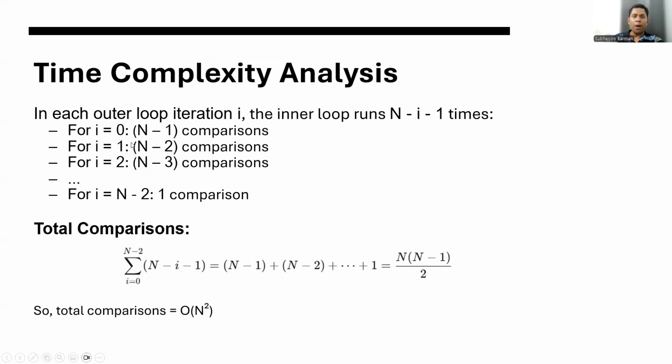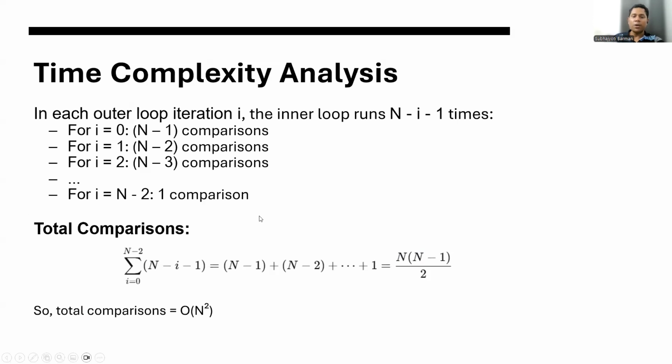So when the value of i is 0, it will perform n minus 1 comparisons. When the value of i equals 1, it will perform n minus 2 comparisons. When the value of i equals 2, it will perform n minus 3 comparisons. Eventually i will become n minus 2, that is the limit for my outer for loop. In that case, it will perform 1 comparison.